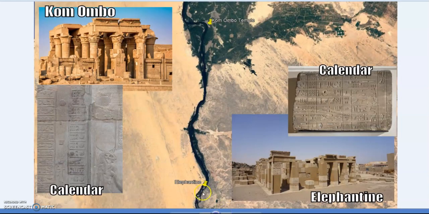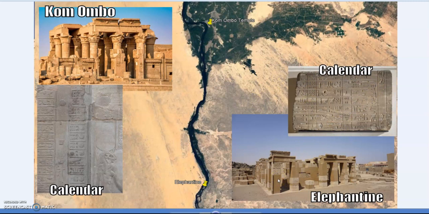But so there we have Elephantine and the cataracts, and not too far up we have this Ombo Temple. The temple itself was completed just before the Ptolemaic era, so around the 4th, 5th century BC, before the Greek period of rule. But the temple also includes this very important calendar. At Elephantine, we also have a calendar. Now, Elephantine, what was its name? I forget.